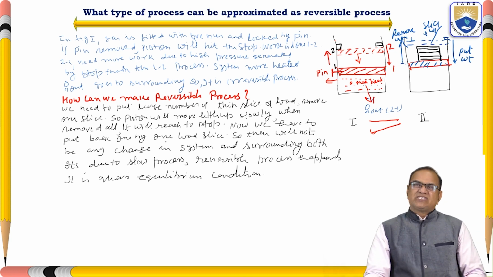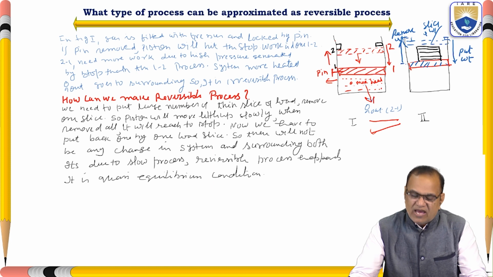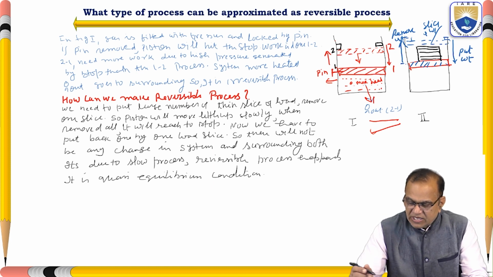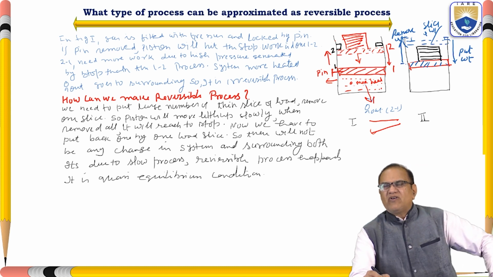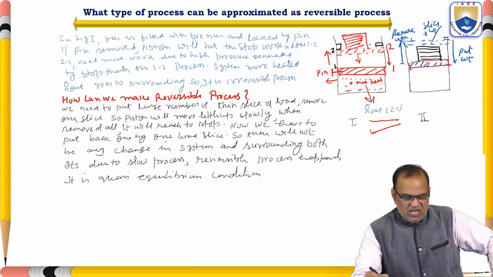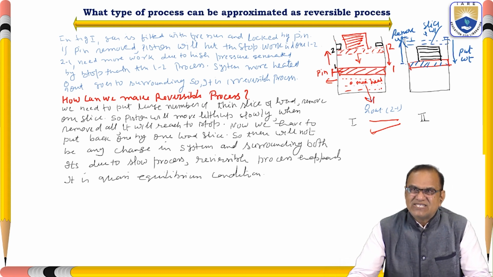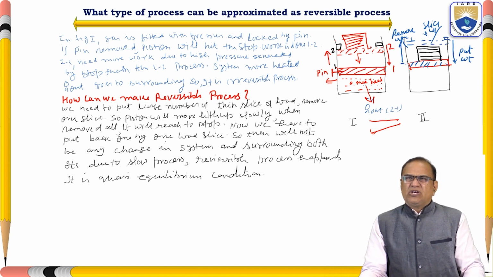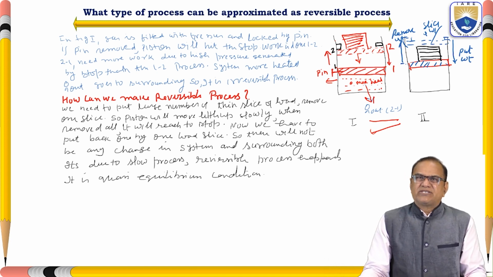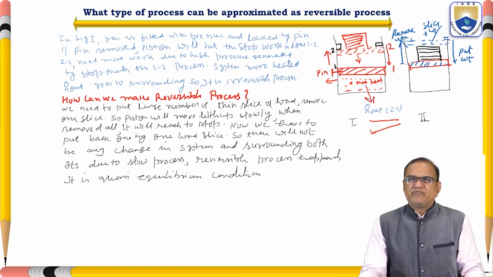To make the system reversible, as I have discussed earlier also for equilibrium, here we have reached this state. Here you put some weight of small sizes. Slowly you remove one by one, a very slow process. We need to put a large number of thin slices of load and remove one slice at a time. So the piston will move a little downwards slowly. When all are removed it will reach the top.